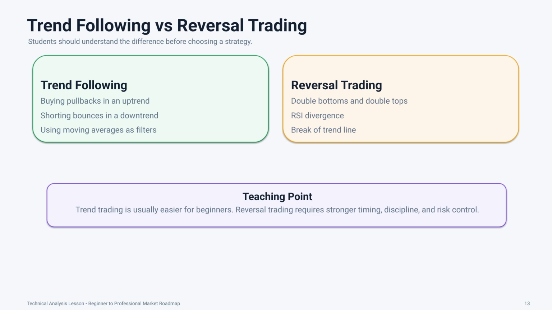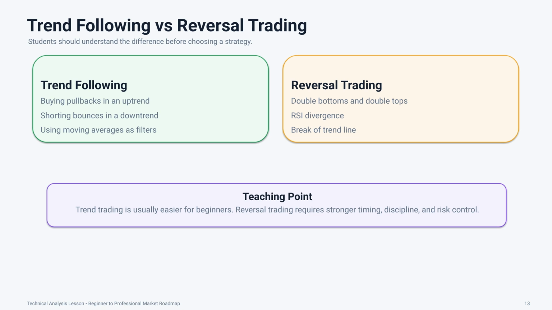Trend traders often use moving averages as filters. For example, if price is above a moving average, they may focus more on long trades. If price is below a moving average, they may focus more on short trades. The main idea is simple. We are not trying to fight the market.